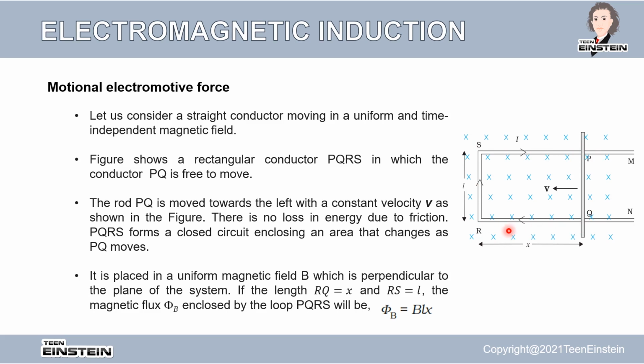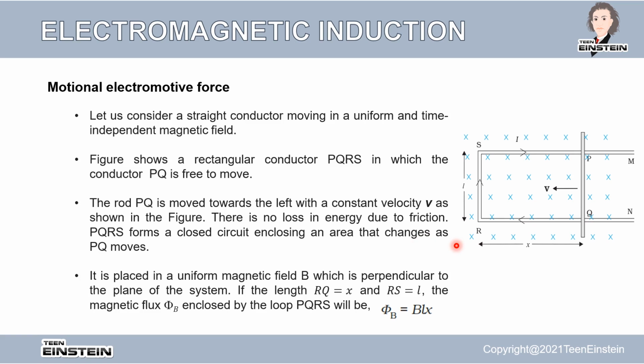Current I is going. Now the rod PQ is moved toward the left with a constant velocity v as shown in the figure. There is no loss in energy due to friction. Now PQRS forms a closed loop enclosing an area that changes as PQ moves.